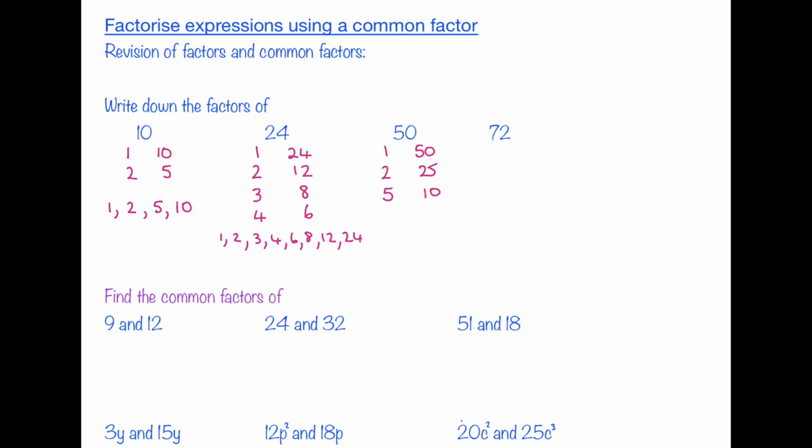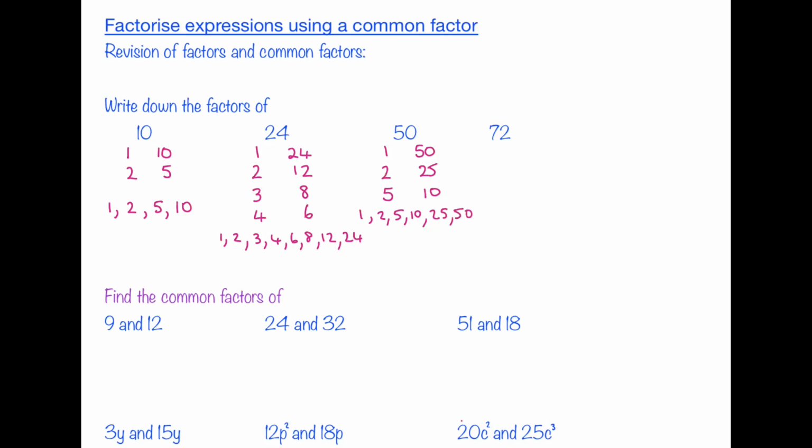6 doesn't go into 50. Neither does 7, 8 or 9. And then we're up to 10, which is already in our right-hand column. So that means we've got all the factors now, we just need to list them. So it's 1, 2, 5, 10, 25 and 50.